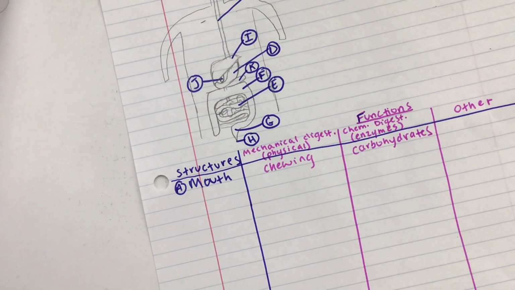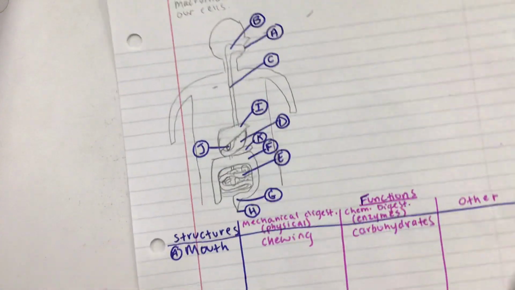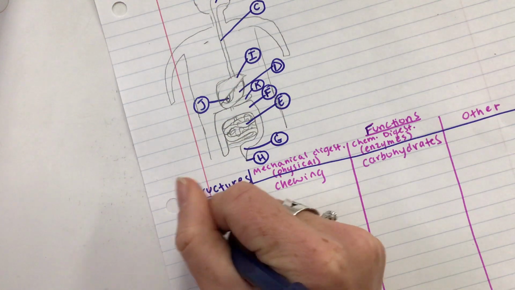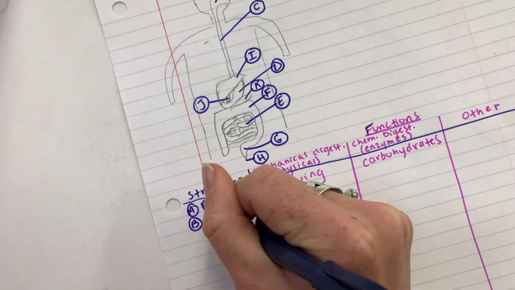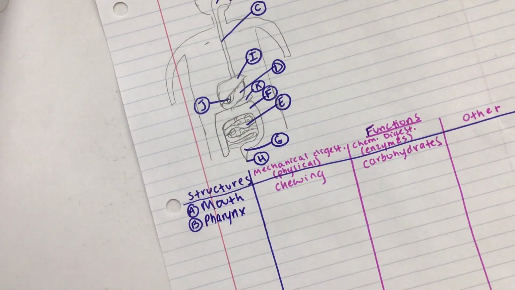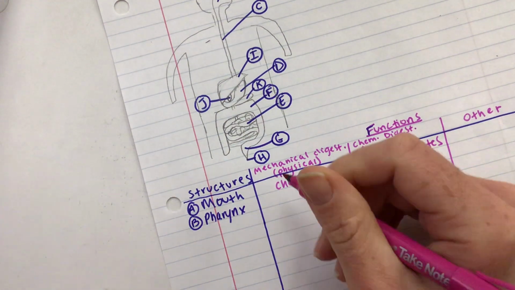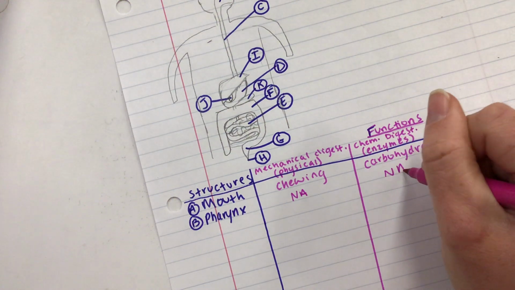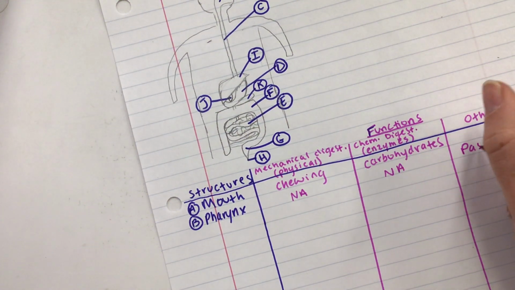We're next going to go on to letter B. Letter B is the pharynx. It's like your throat. And the pharynx doesn't really have any functions in digestion. It's more so just a passageway.